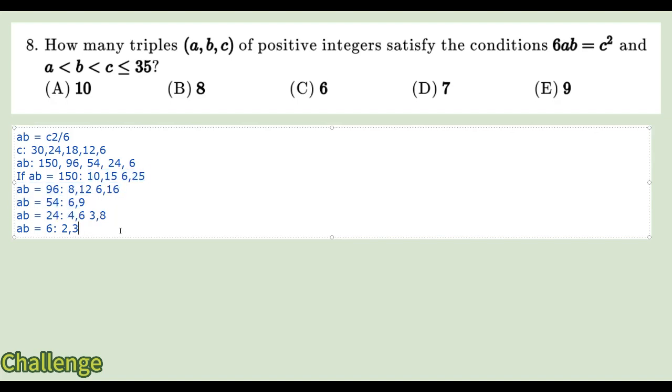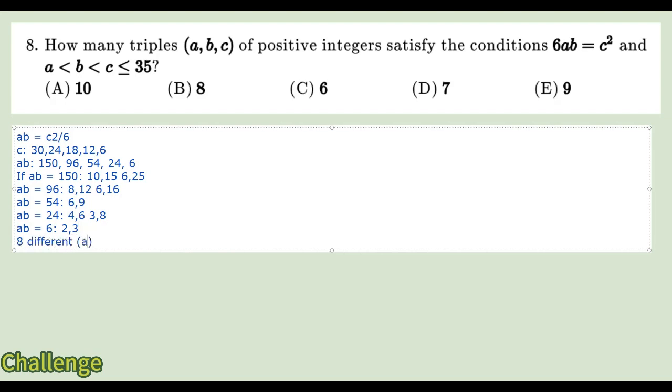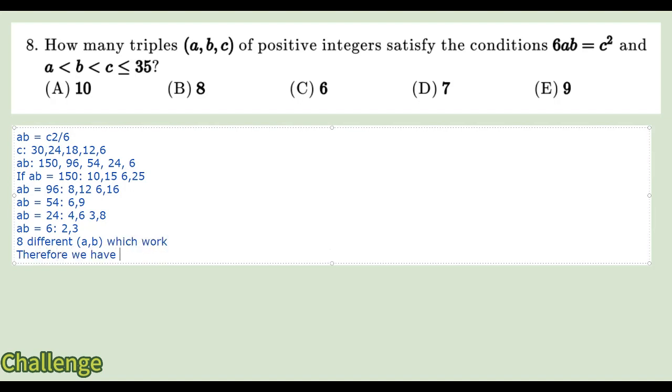So can you tell us how many possibilities these are? If we count that, it should be 9. 1, 2, oh, 8. Yeah, 8. So 8 different AB which work. Therefore, we have 8 different ABC. Yeah, exactly. Okay, all right, so let's talk about some of the other steps of this question.